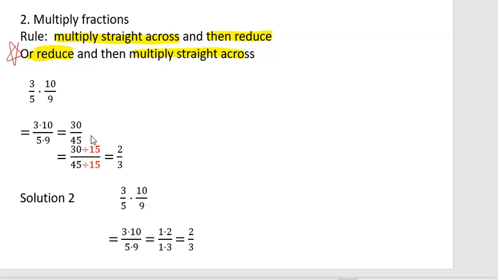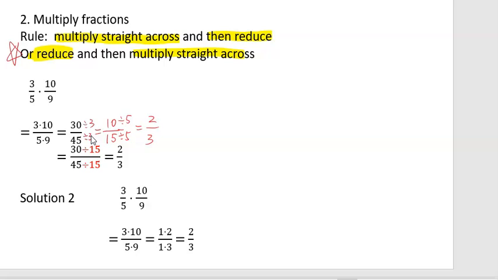Now, if you don't see 15, the other way you could do it is, let's say you see that both of them have 3 in common, so you could divide both of them by 3 and get 10 over 15. And then for 10 over 15, you see they both have 5 in common, so you divide both of them by 5. So that will give you 2 over 3. So instead of doing just one step, you will have to do 2 steps, but both ways are correct.